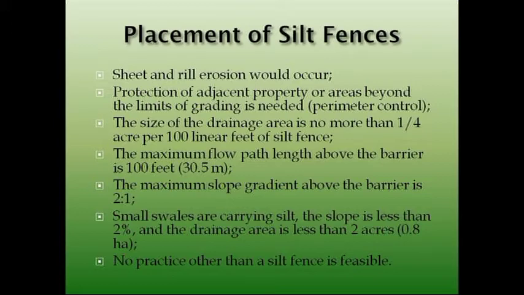For small swales carrying silt, the slope is less than 2% and the drainage area is less than 2 acres. So make sure those design criteria are met. Also, no practice other than a silt fence is feasible. If silt fence is the only thing you think could go there, that's where a silt fence would be a good idea. If these design standards can't be met, there's no point in putting a silt fence there. Keep that in mind.